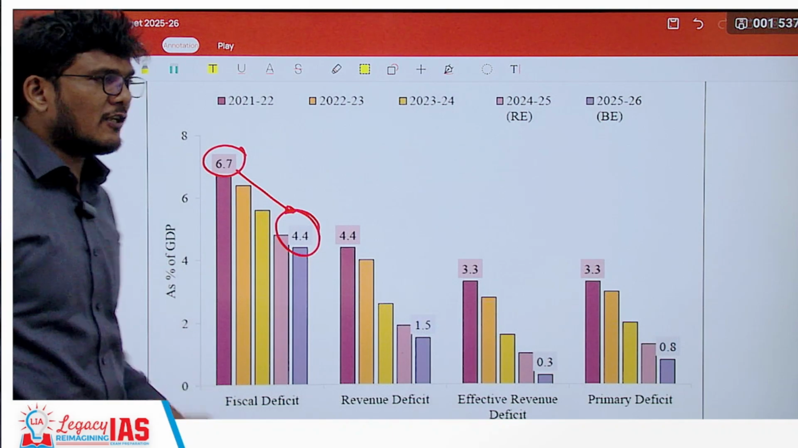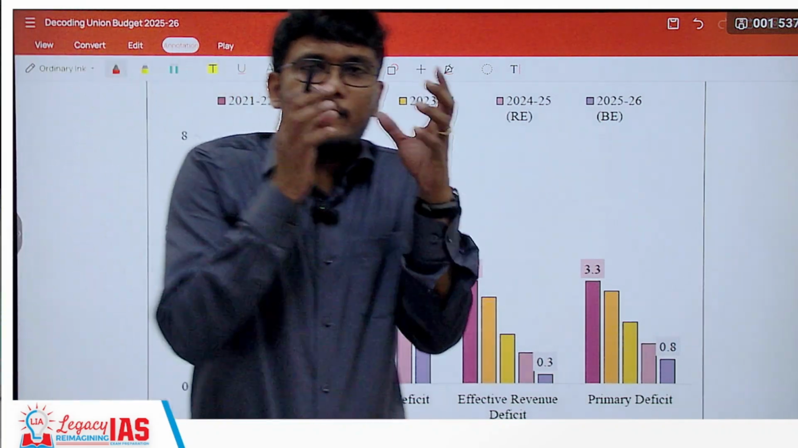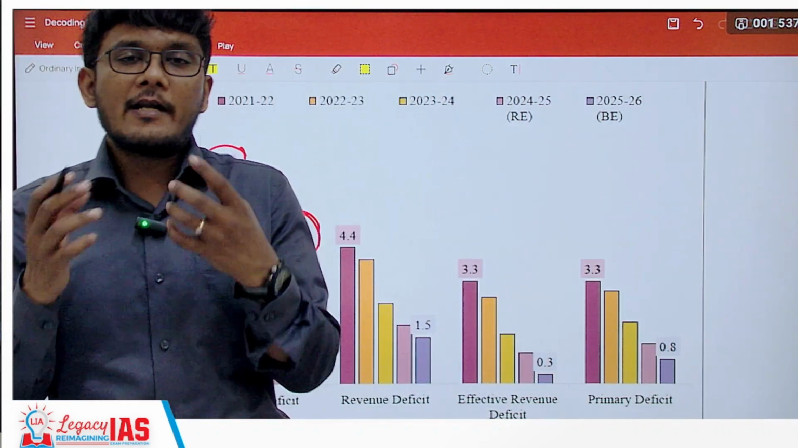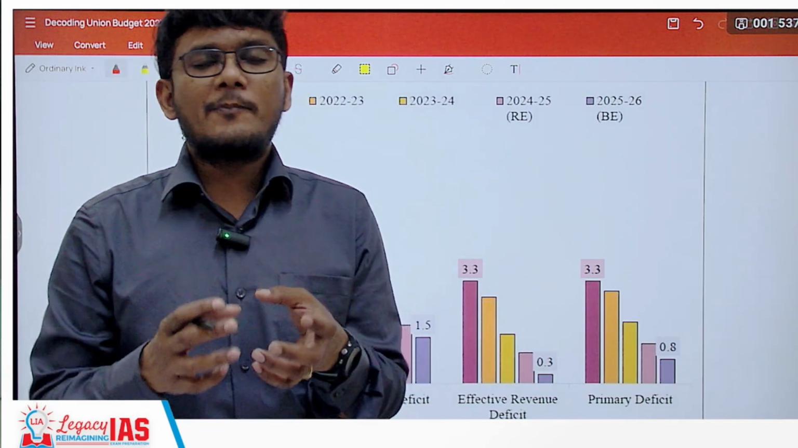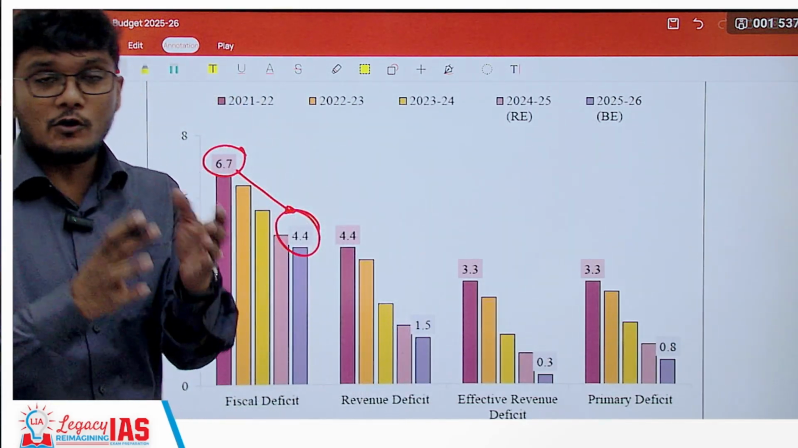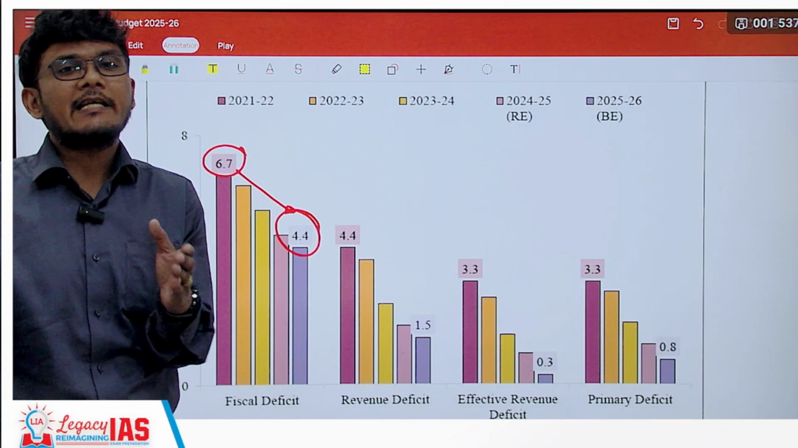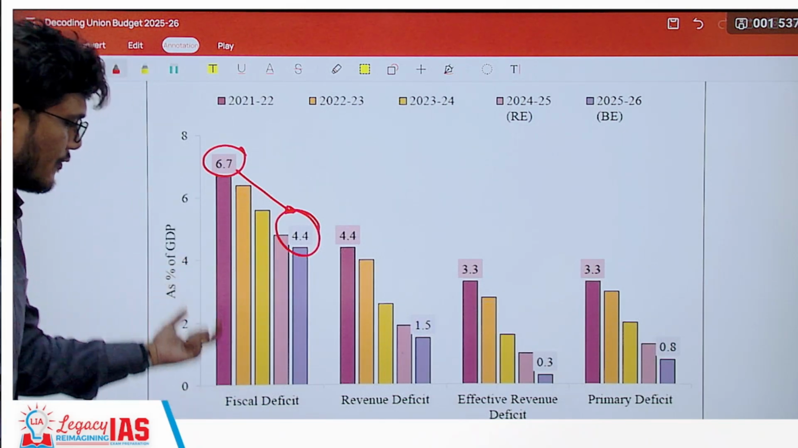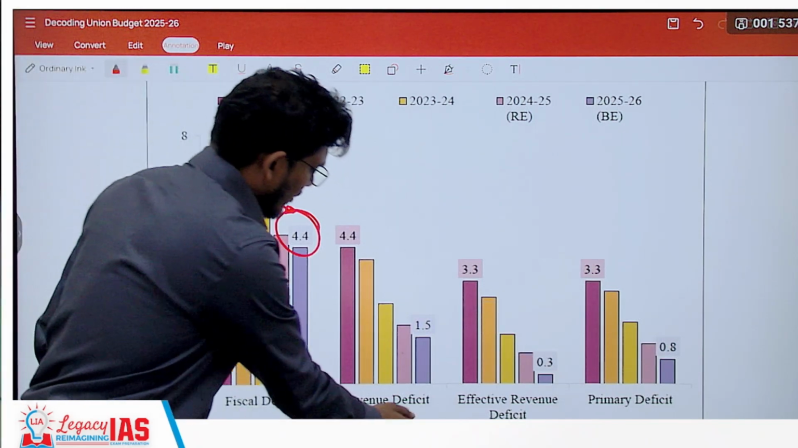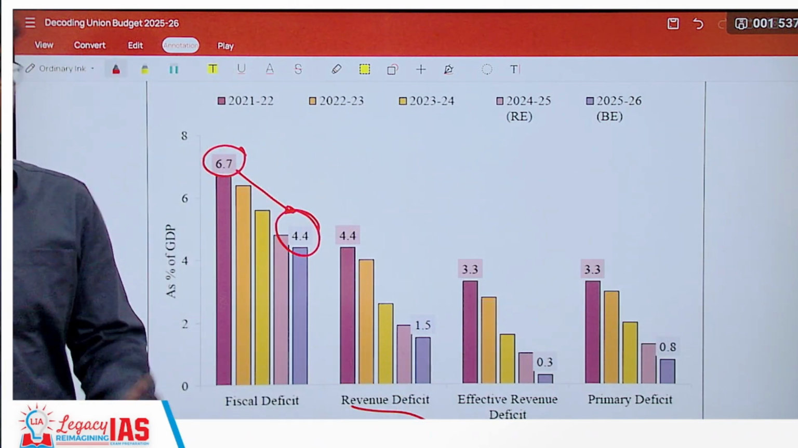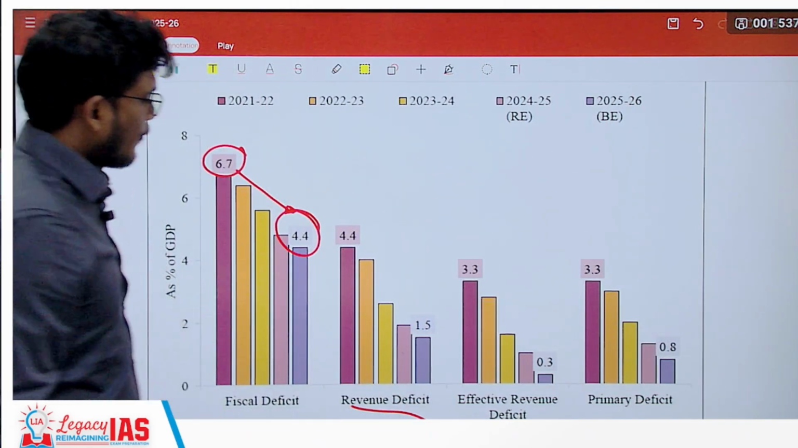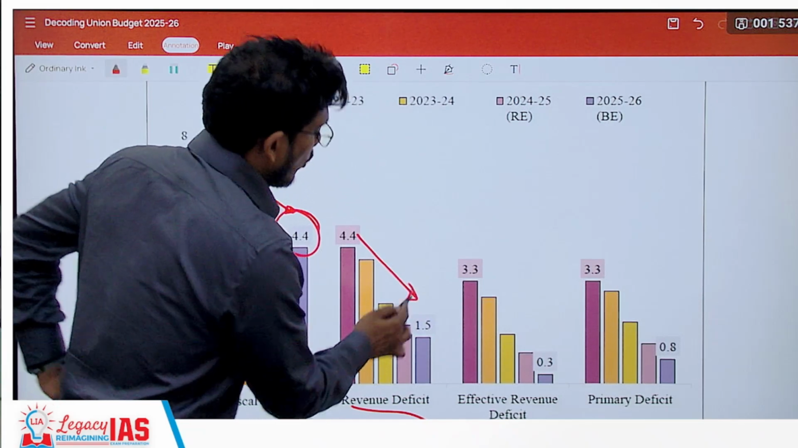Now fiscal deficit is what? The expenditure minus revenue. What is the revenue? Revenue receipts plus non-debt creating capital receipts. That's the definition of fiscal deficit. Revenue deficit is what? Revenue expenditure minus revenue receipts. So from 4.4% it has come down to 1.5%.